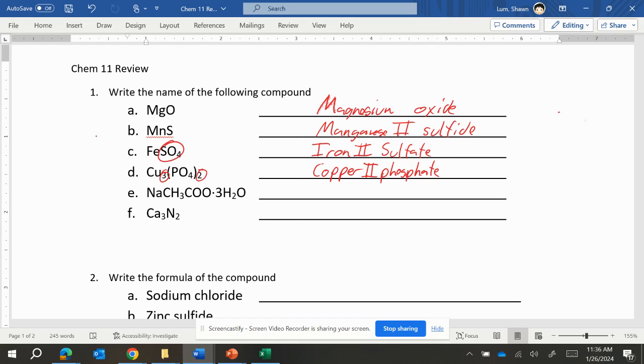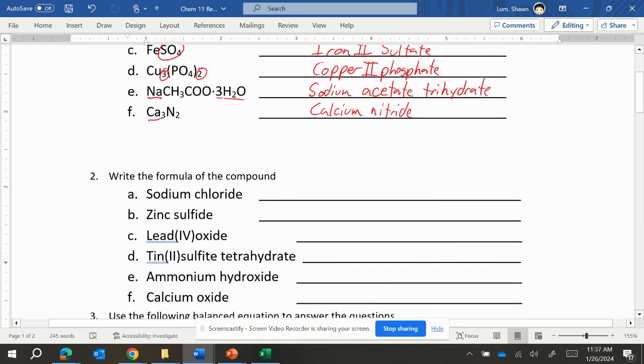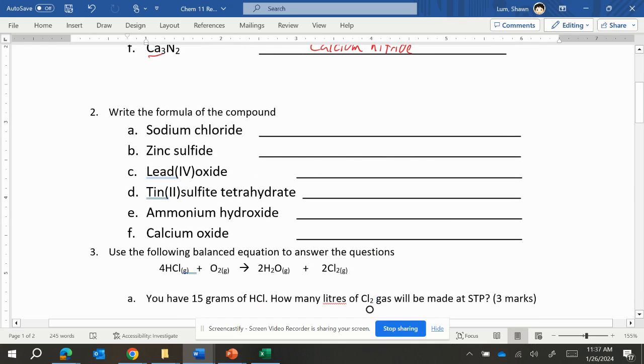And for this one right here, we have sodium acetate. Sodium is not multivalent, so no number. And then we have these 3 waters, or in other words, trihydrate. And right here, calcium is not multivalent, so it's just calcium nitride. Okay, hopefully you did that. Okay, write the formula of this.